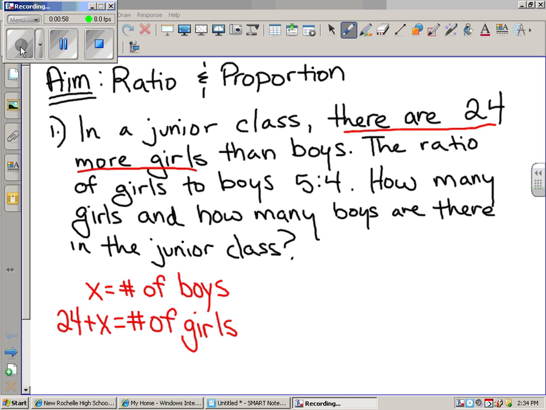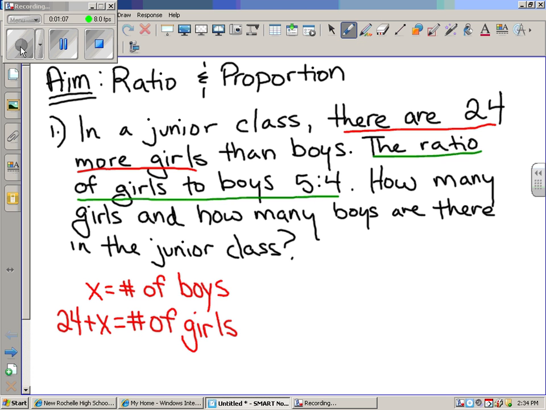So the ratio, let me use a different color. The ratio, do you know what that word ratio means? It means fraction. Girls to boys, 5 to 4. Girls over boys is 5 over 4. Right? That's what that stuff in green means.